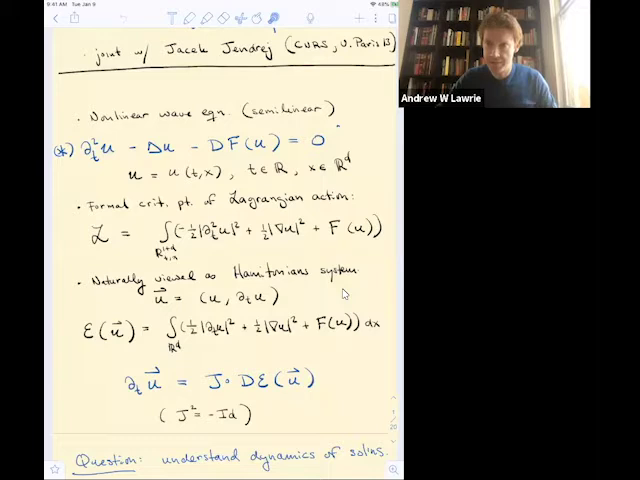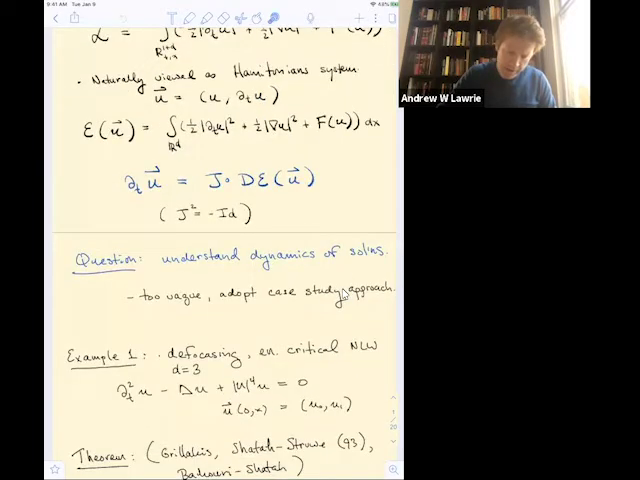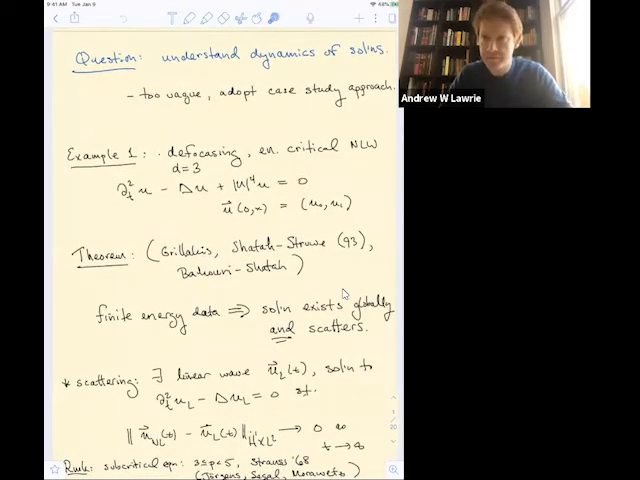So I want to understand the dynamics of solutions to this equation. And of course, this is too general of a question, and what we typically do in this field is adopt a case study approach. So let me start off with an example, and I'm going to try and contrast this example with the situation I'll consider a bit later. One well-studied example of this equation is the defocusing energy critical nonlinear wave equation in dimension d equals 3, which is the following equation. The nonlinearity is just a quintic power of u, so absolute value of u to the 4 times u.